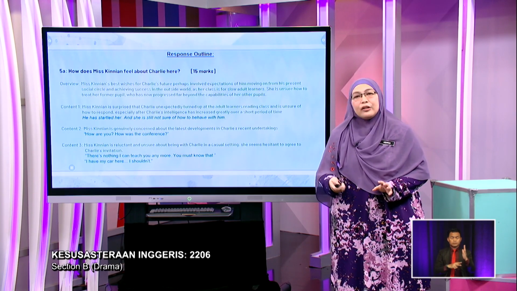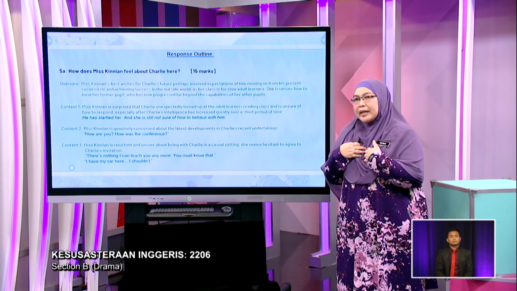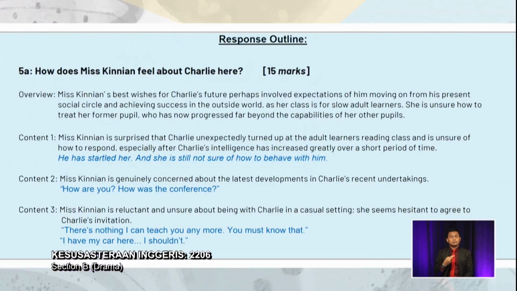Well, let's take a look at the overview. I might say Miss Kinnian's hopes and wishes for Charlie to do well haven't prepared her to see him in the flesh after so long. I might say that Miss Kinnian is surprised. I might say that Miss Kinnian is concerned about what has happened to Charlie recently. I would also say Miss Kinnian is reluctant to go on the meal with him. So I would use this outline, expand on the 3 points, and finish my essay.